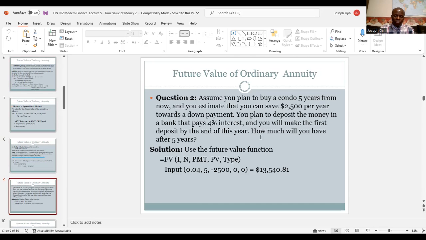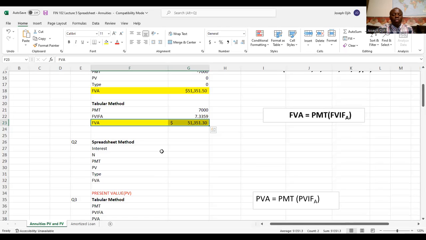So let's see. Let me write down your information. The interest the bank pays is 4%. Number of periods: you say that you plan to deposit money at the bank and you are buying the condo in 5 years' time. So number of periods is 5 years. The payment you're making is 2,500, which means money leaving your pocket. So negative 2,500. Why did I say that? Because you'll be using Excel. In Excel, you have to show the direction of the cash flow. If it's money coming to you, then you write positive. But since the money is leaving your pocket, you put the negative. Now, present value, it doesn't have a present value. Type is 0. So because it doesn't have a present value, we use 0 for that. This is the formula here. I'll take you to Excel so we can input these values and then get our calculations done.